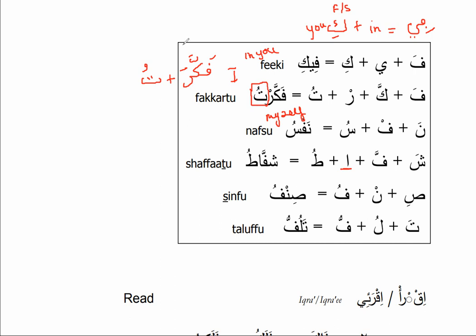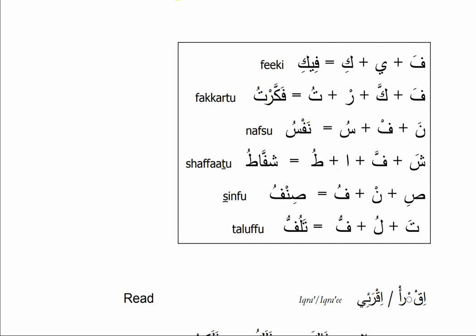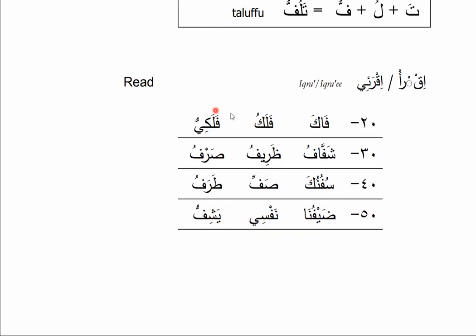So let's see now, there are more letters. I mean, there are codes, I think. Okay, let's see in this line. Iqra wa iqra'i. Falakiyu. There is a shadda on ya. Falakiyu. It's not falaki because the shadda is on ya, not on kaf. So you need to stress on ya. Falakiyu.